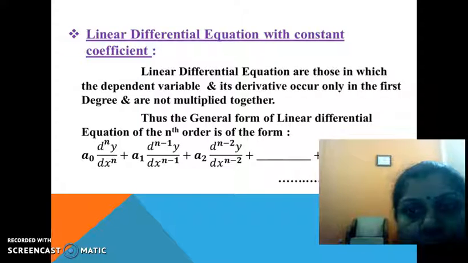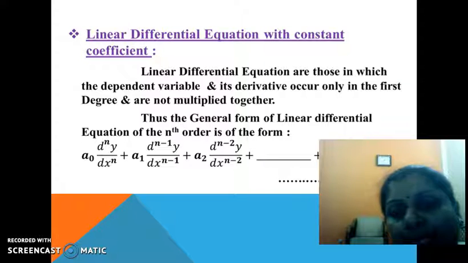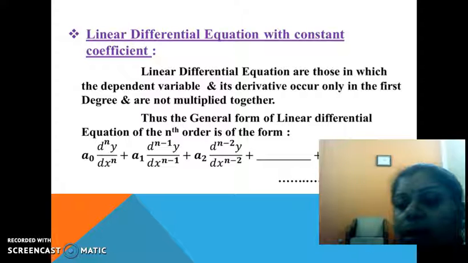Linear differential equations are those equations in which the dependent variable and its derivatives occur only in the first degree and are not multiplied together. Thus, the general form of a linear differential equation of nth order is a0 d^n y/dx^n + a1 d^(n-1) y/dx^(n-1) + a2 d^(n-2) y/dx^(n-2) + and so on + an y = f(x). We consider this as equation 1.